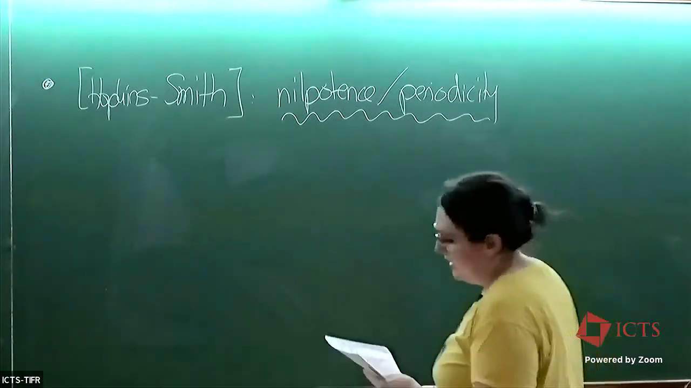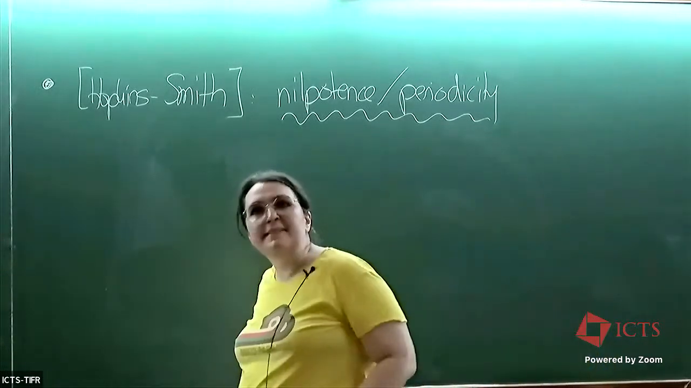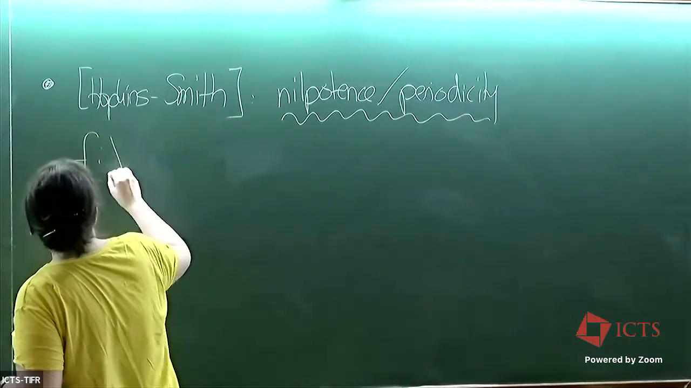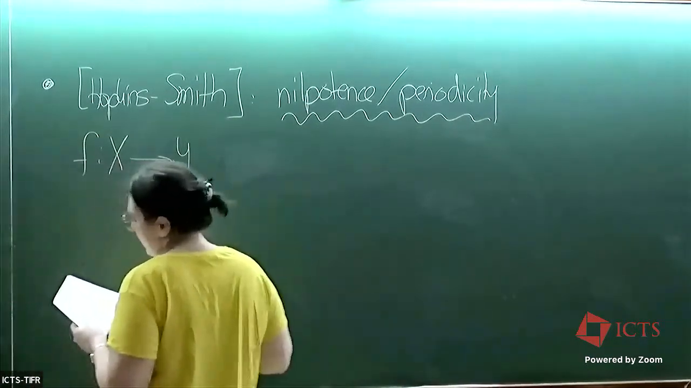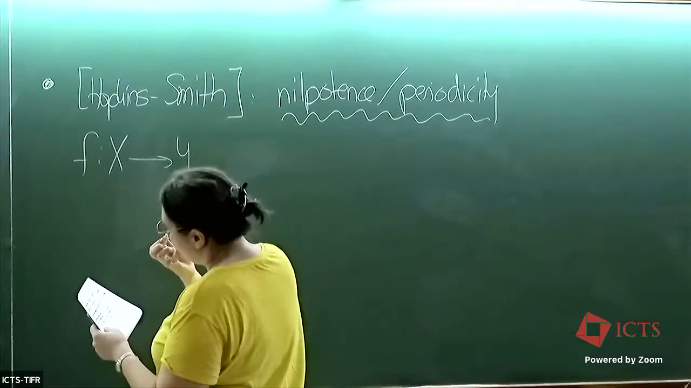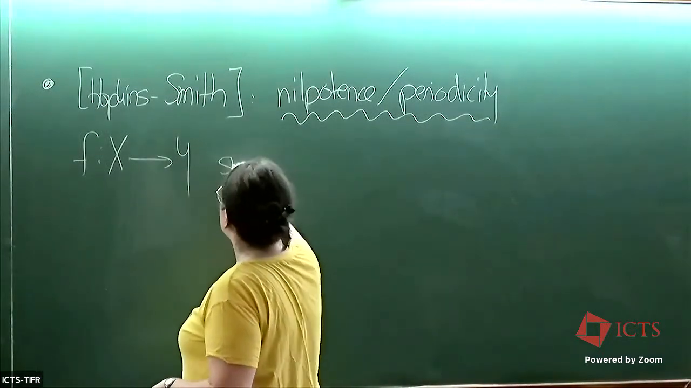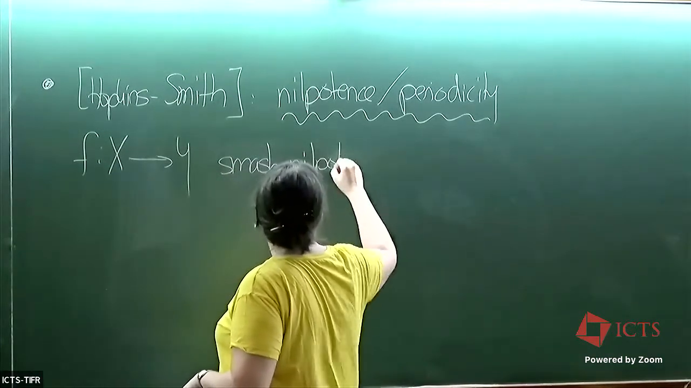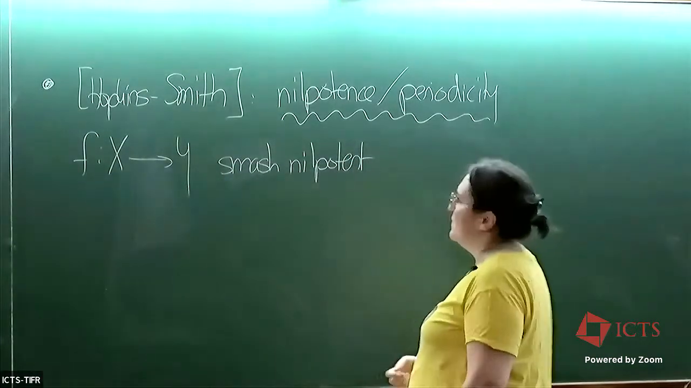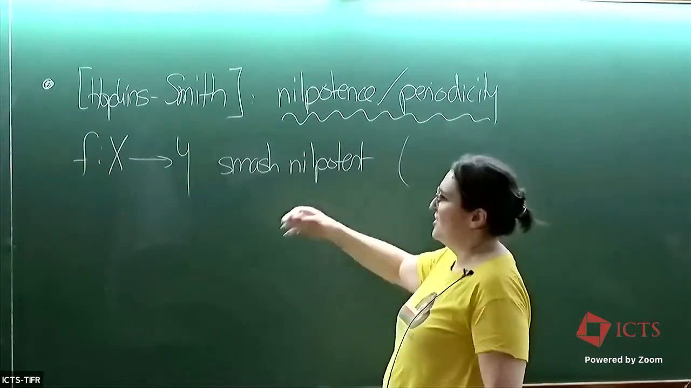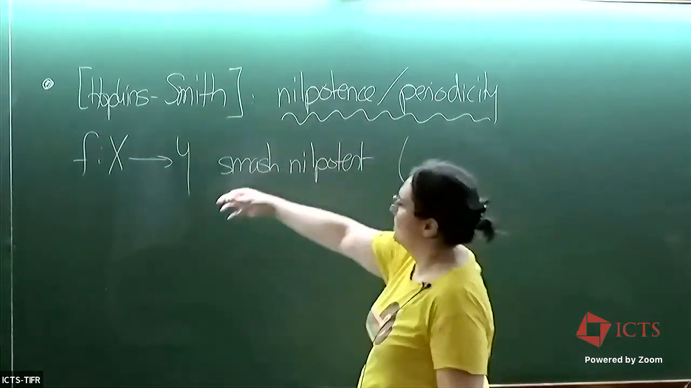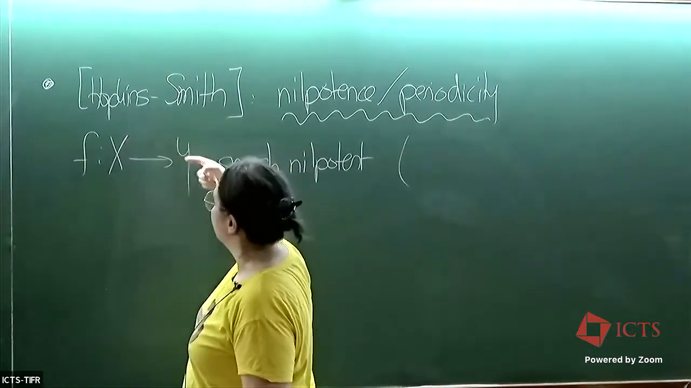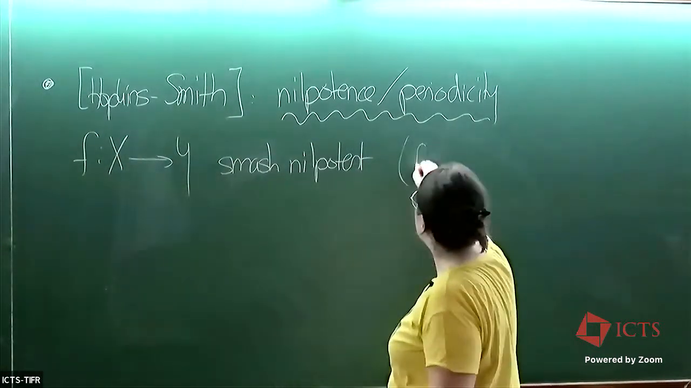So the K_n detect nilpotence in the following way. You could either ask for a map to be smash nilpotent, as in if you just take lots of smashed product, that map with itself lots of times.